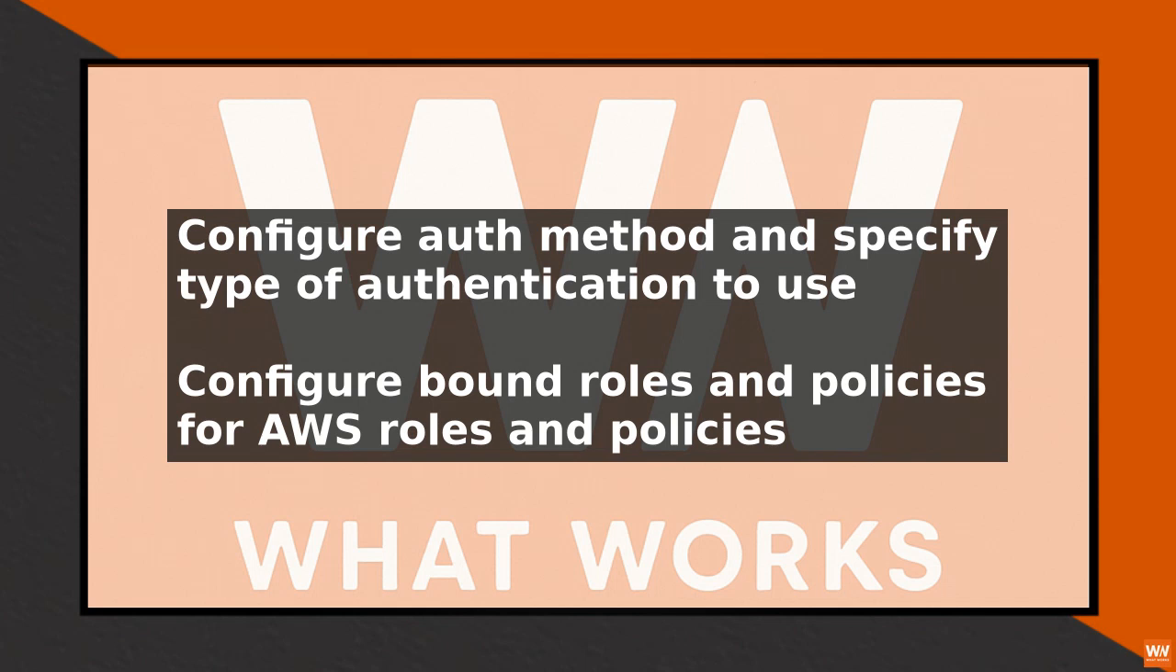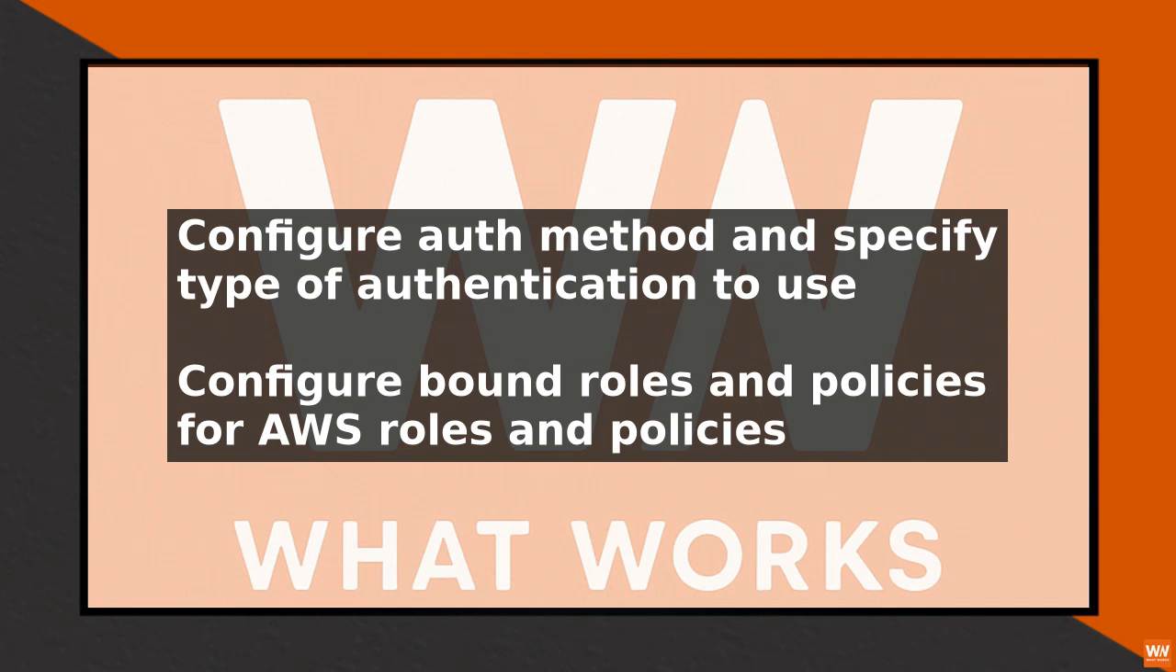Once the AWS Auth backend is configured, you need to configure the auth method. This involves specifying the type of authentication method to use, such as login or authentication, and the AWS credentials to use for authentication. You also need to configure the bound roles and policies to specify which AWS roles and policies are allowed to authenticate with Vault.